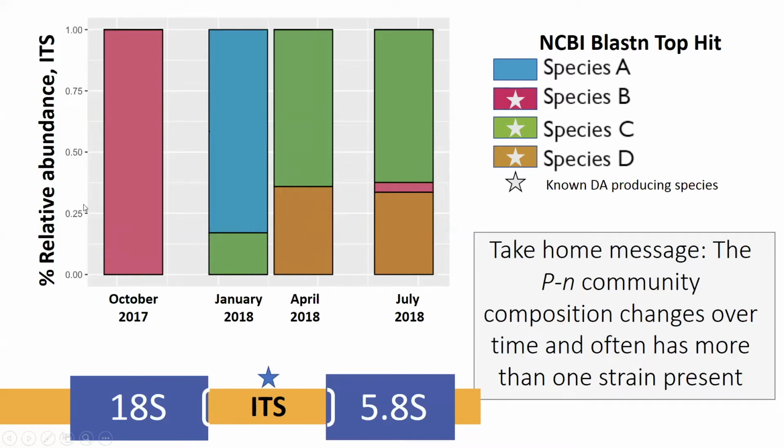And so we obviously still are waiting on some data here. We want to fill in our entire 2-year project period with all this genetic data. But the take-home message from the slide is that this PN community does appear to be changing in composition over time, and there is often more than one strain present.